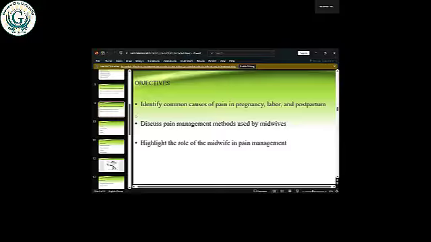We are talking about the objectives for pain management. And we know that when you talk about objectives, it's the specific goals or the targets of our study. And as pain management in pregnancy, labor, and puerperium is very essential when it comes to midwifery and our practicals, over here we have three main objectives we are going to look at.